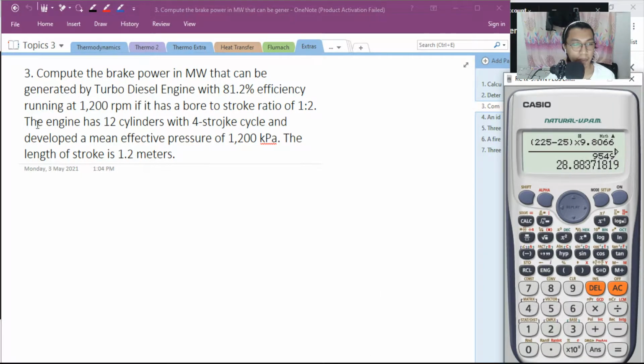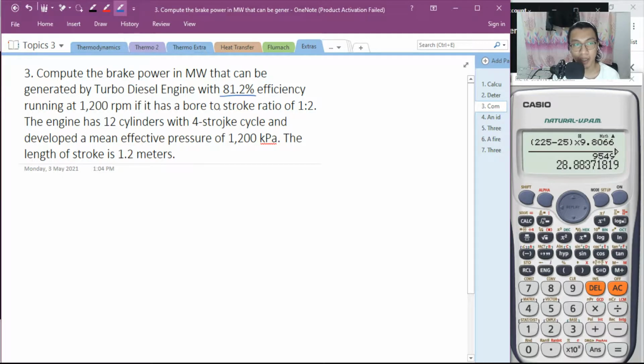So, problem number 3, 4, and 5. Compute the brake power, brake power na naman, in megawatts that can be generated by a turbo diesel engine with meron kang binigay na efficiency. Running at 1,200 RPM if it has a bore to stroke ratio of 1 to 2. The engine has 12 cylinders.